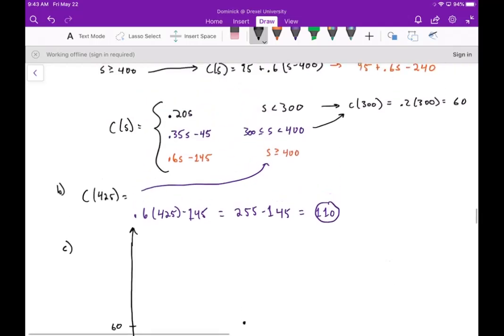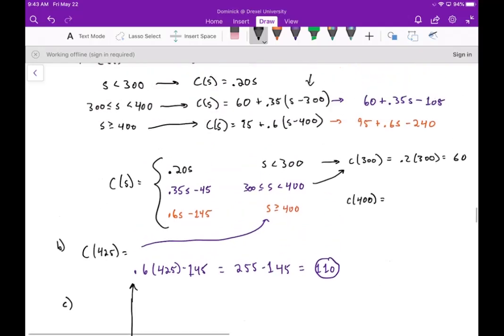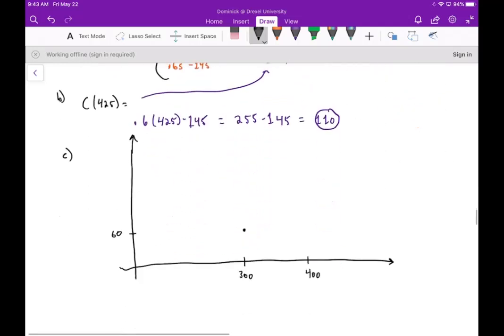Right? And then for C of 400, if I plug that into here, then we should get a 95 in both cases, it looks like. So let's just save a little bit of time there.